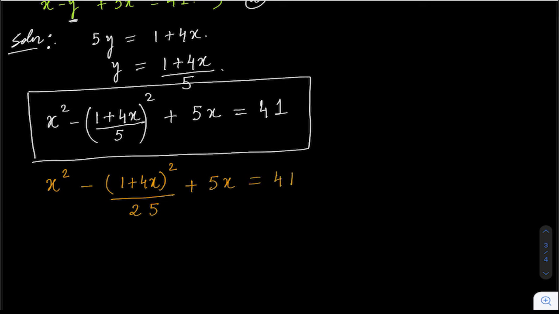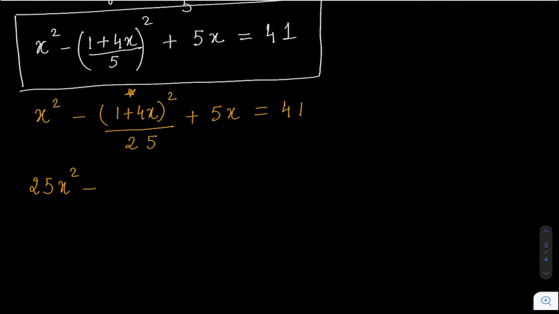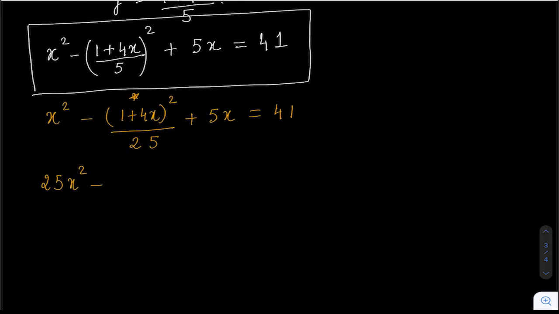So let me just multiply everything by 25 so that I don't have to deal with fractions. So I will get 25x square minus, I have this square. You can open this using the FOIL method or (a plus b) whole square, whatever method you know to simplify this. So I will get now (1 plus 16x square plus 8x), and then plus 125x equals, because I am multiplying everything by 25, 41 into 25, that is 1025.